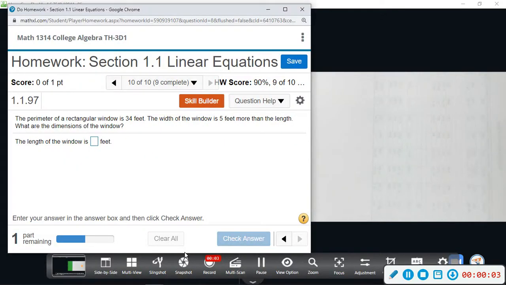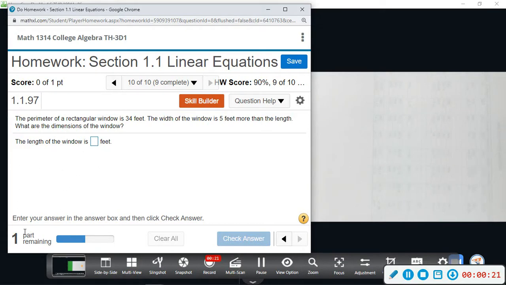Question number 10, and notice we have one part remaining, so this is a two-part question. If you have a question with multiple parts, it'll show you here at the bottom that you have more parts coming. So this is the first part, there's one more after this.